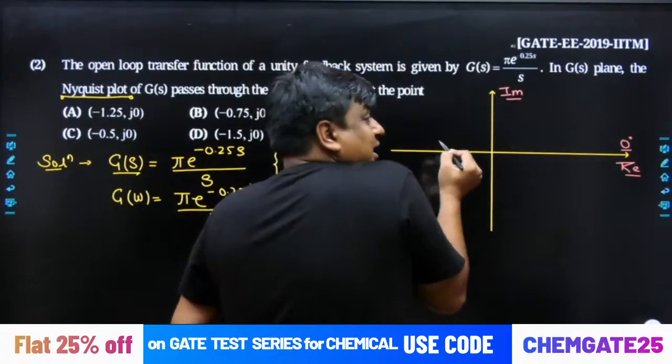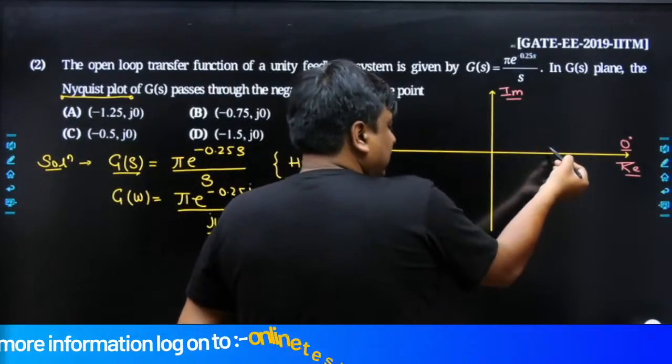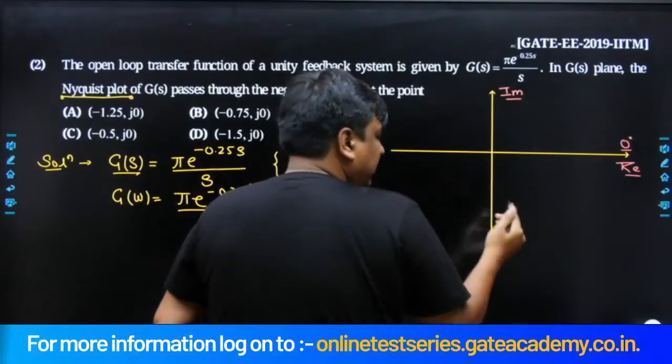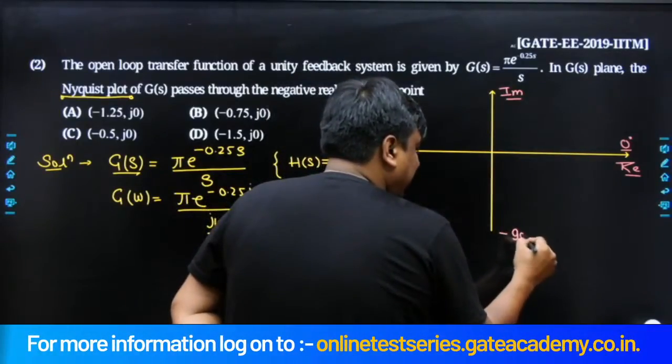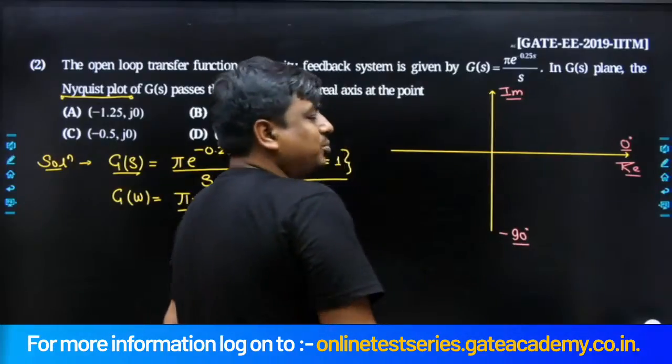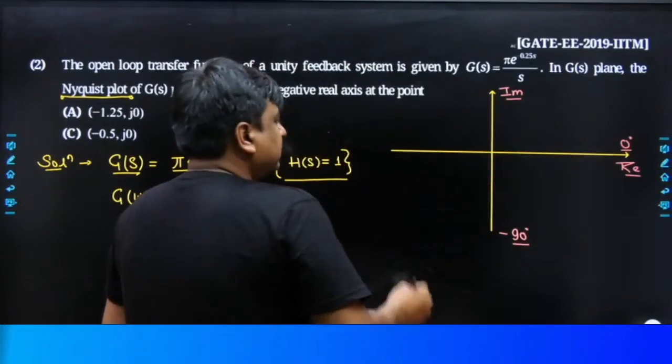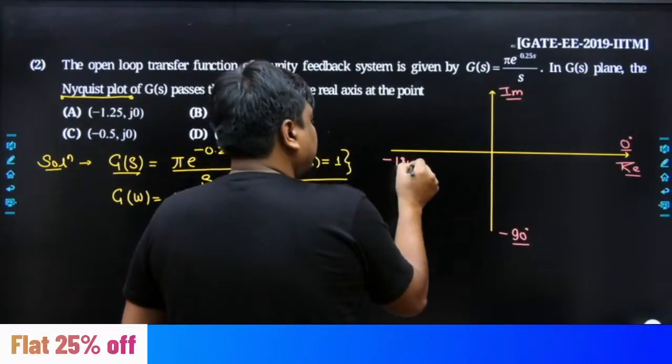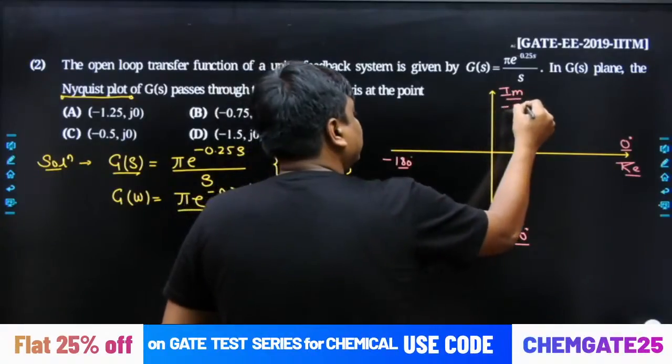So this is 0. And how far have we traveled? 90 degrees. So the effect is 90 degrees in the clockwise direction, so obviously it's going to be minus 90 degrees. Similarly here it's going to be minus 180 degrees, and similarly here it's going to be minus 270 degrees.